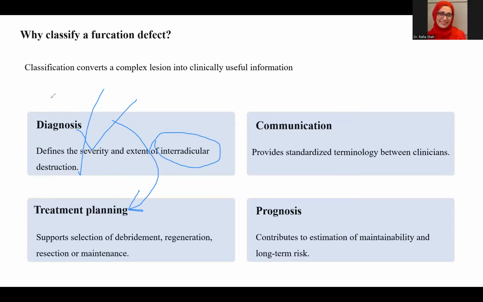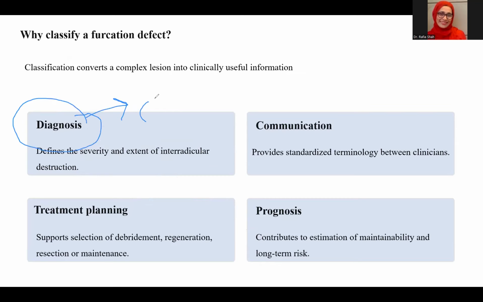If I will not be able to diagnose, I will not be able to treat the case. Similarly, when I diagnose the case, I would be able to tell the prognosis to the patient, whether his tooth is salvageable or not, whether we can perform any procedure to save it or not. Diagnosis is made upon some criteria, and that criteria we will talk about. So the diagnosis is based upon some criteria that is called classification.